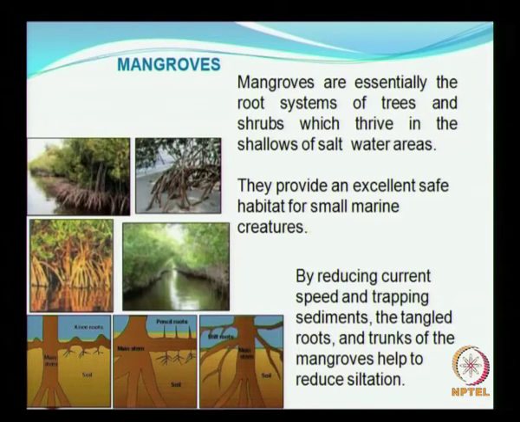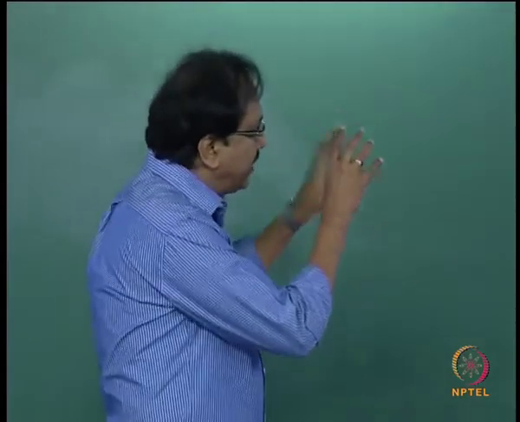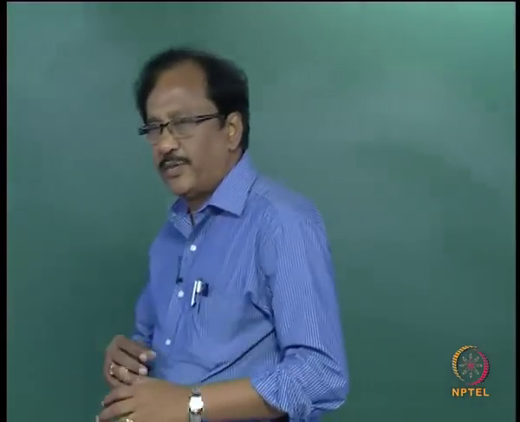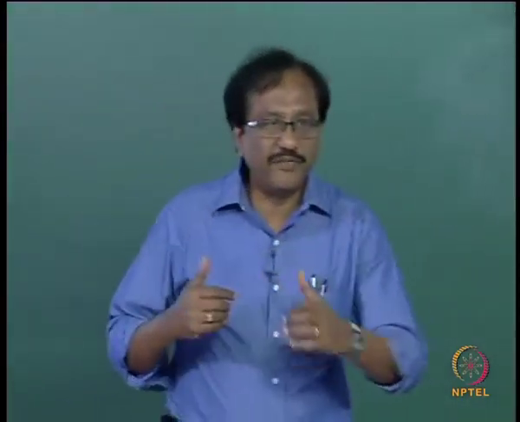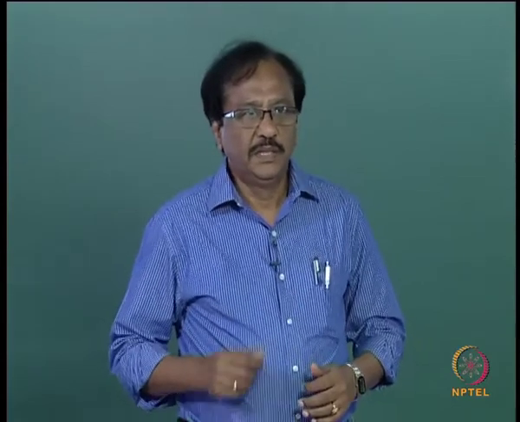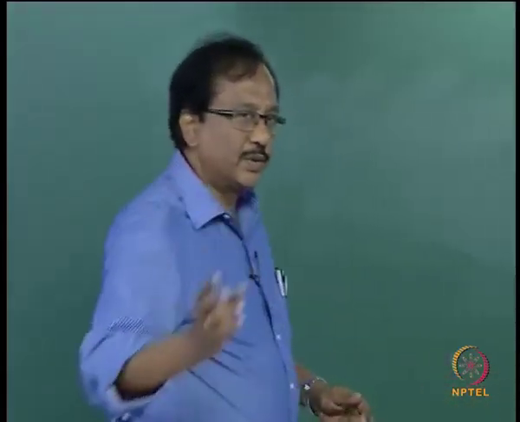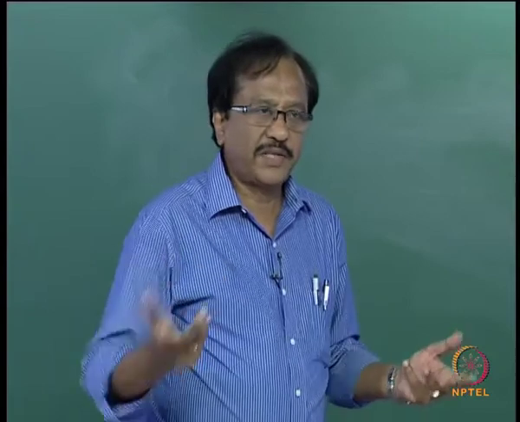By reducing the current speed and trapping the sediments, the tangled roots and trunks of the mangroves help reduce siltation. But you should remember that mangroves can really flourish only at locations where there is exchange of sea and fresh water. You cannot have mangroves all along the coast, they will not thrive.